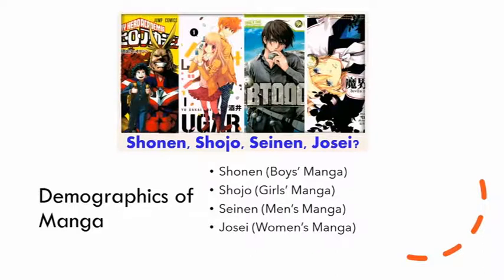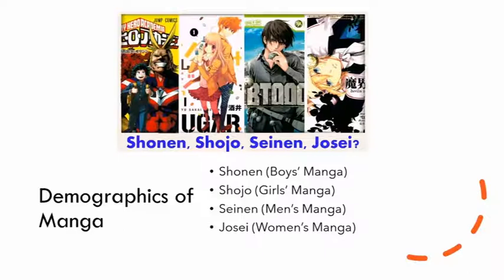The manga magazines are aimed at particular gender and age groups. There are four demographics of manga, which are shonen, shoujo, seinen, and josei. So shonen, or boys' manga, aims at boys from early elementary school to the late teens. Shonen manga spills over with action, sports, and battle scenes. Science fiction and fantasy are also common subjects in shonen manga.